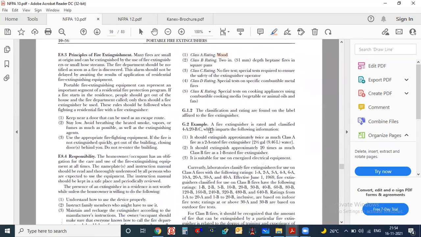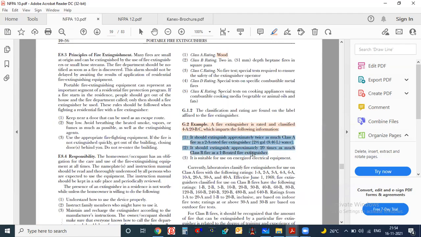Let us see this one. A fire extinguisher is rated and classified as 4A20BC, which imparts the following information. See, this point is a little bit helpful to you. It should extinguish approximately twice as much class A fire as a 2A rated fire extinguisher, and here they have written 2.5 gallons of water. And second point, it should extinguish approximately 20 times as much class B fire as a 1B rated fire extinguisher. Again, I told you, it is suitable for use on energized electrical equipment.